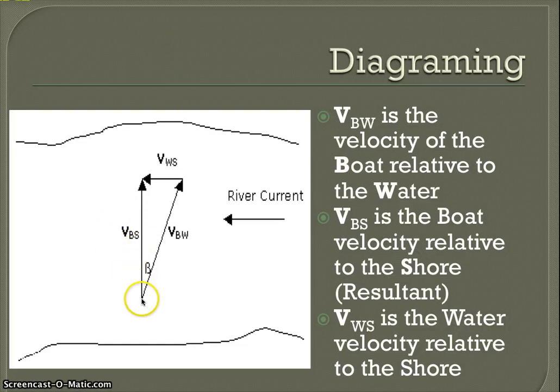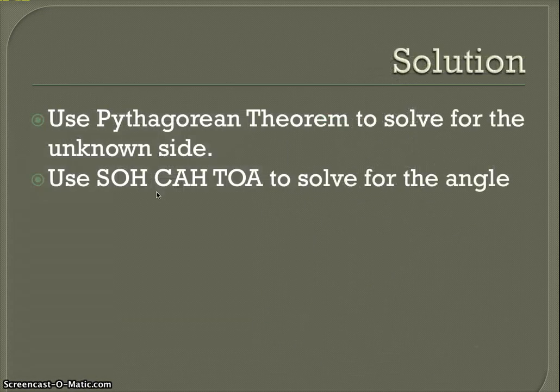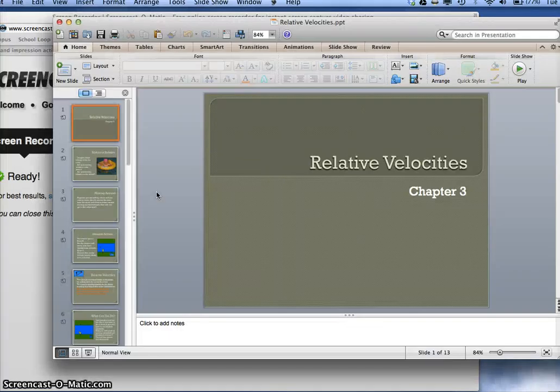So the resultant is always connecting from the point of origin to the ending position. You can see that this angle here is the angle you want to sail your boat into. By sailing your boat into the river current, you'll end up going directly across the river. To do this, use the Pythagorean theorem to solve for the unknown side, and use SOHCAHTOA to solve for the angle.